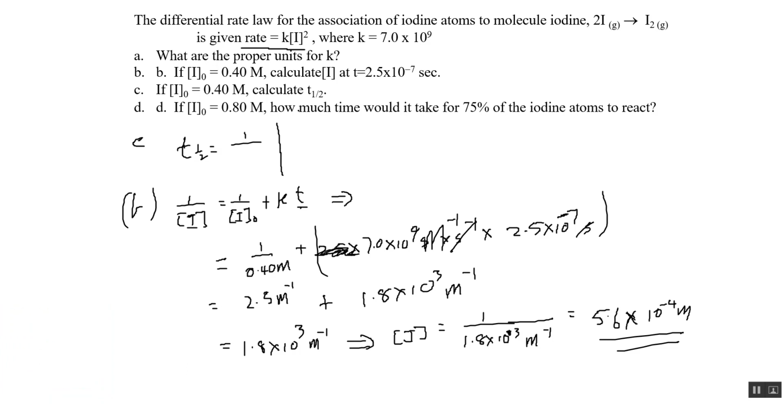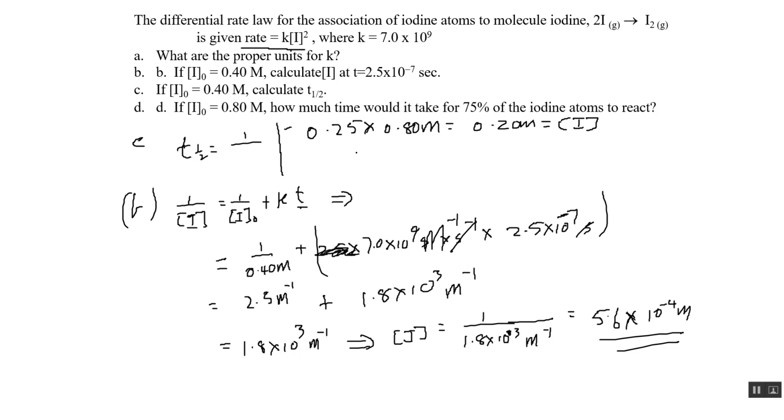The question is saying, if the initial concentration of I is 0.8, how much time would it take for 75% of the atoms to react? Now, if 75% of the atoms react, that means that 25% would remain. So what we need to do is find out what is 25% of 0.8. So 0.25 multiplied by the concentration of I0, which is 0.80 M. That would be equal to 1/4 of 0.8, which would be equal to 0.20 M. All right. So this would be equal to the concentration of I at that time.